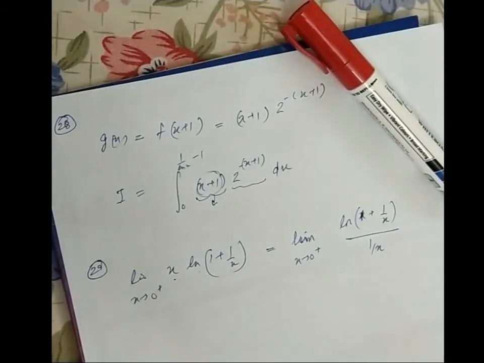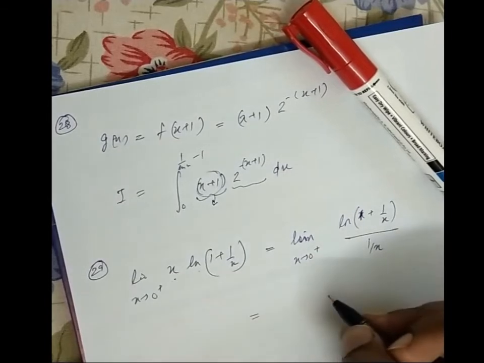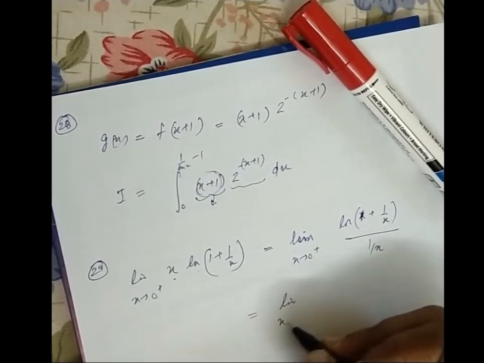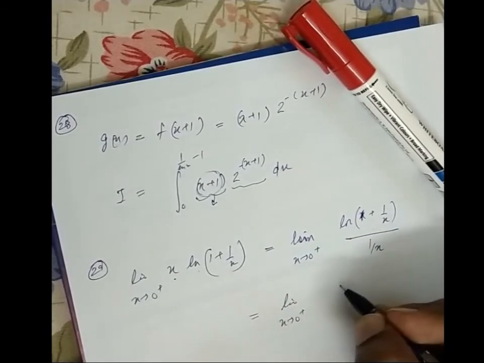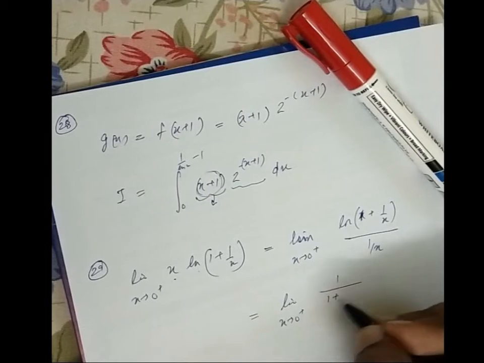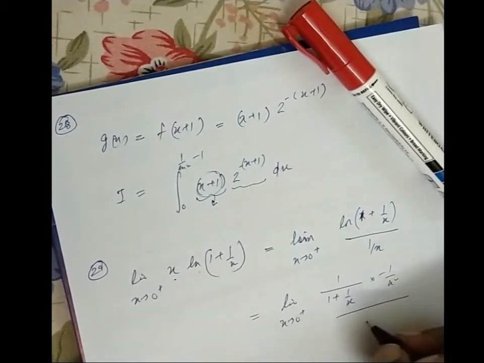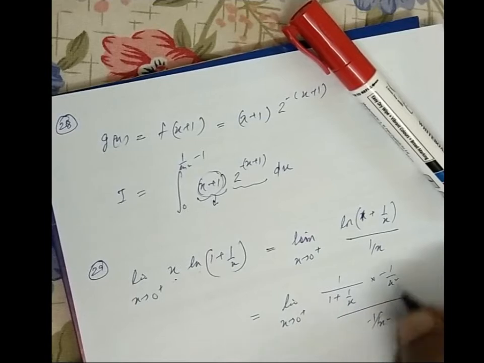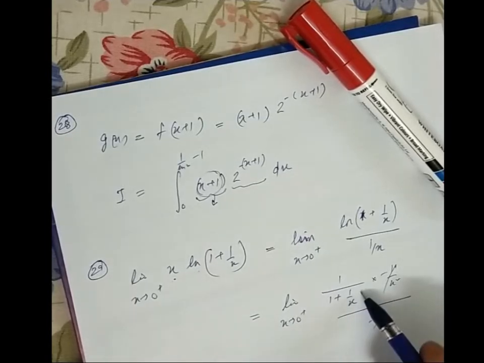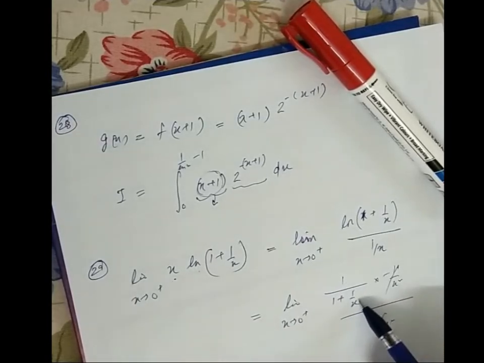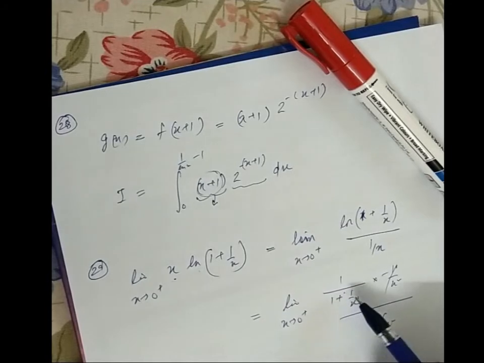So this is infinity by infinity form. Now we can apply L'Hopital's rule. Limit x tends to 0 positive, 1 upon 1 plus 1 by x into minus 1 by x square upon minus 1 by x square. Okay, so when x tends to 0 positive, this will tend to infinity, and 1 upon infinity will be 0.